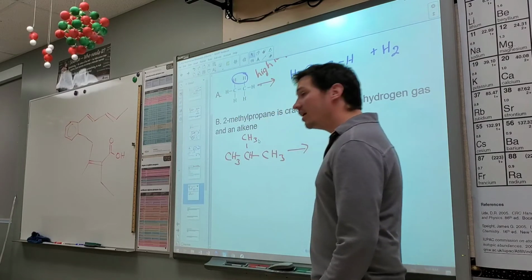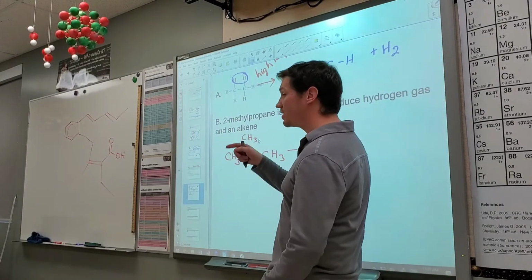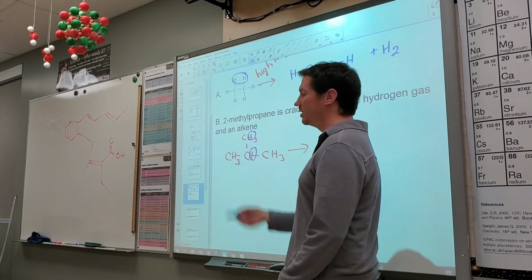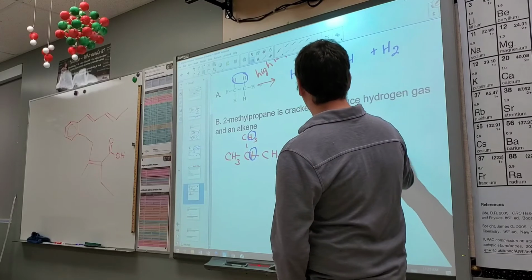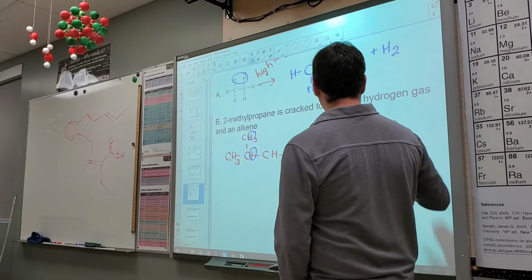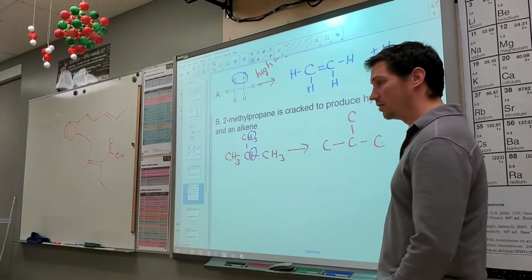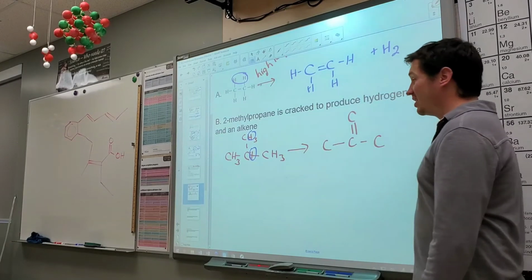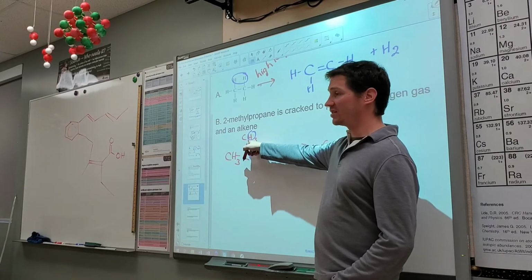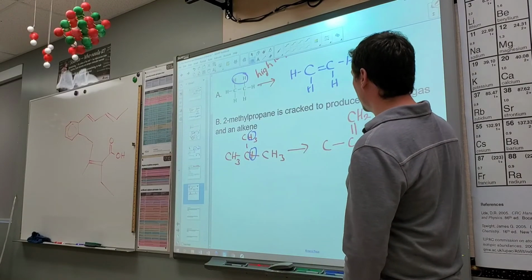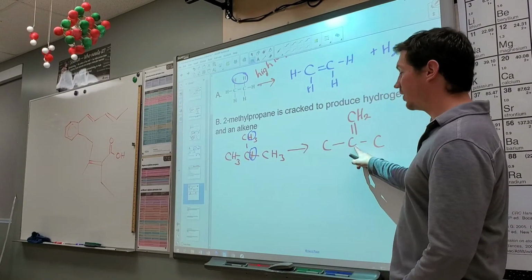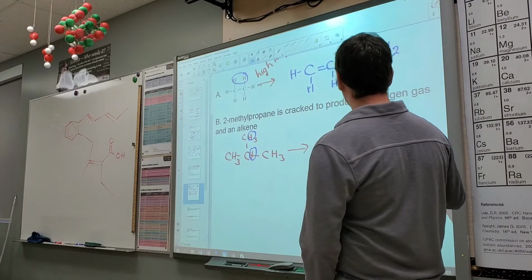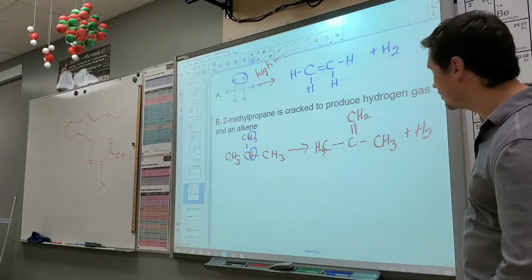Pick any two hydrogens that are beside each other. Maybe this one and this one, right? The middle one has to be involved. So what are you going to get? You're going to get carbon, carbon, carbon, carbon, and now where's the double bond? The way I drew it, it's here. Right? So now what's left? How many hydrogens are left on the top carbon? 2, CH2. How many hydrogens are left on the middle carbon? None, right? CH3, CH3, and because we removed 2 hydrogens, boom, Bob's your uncle.